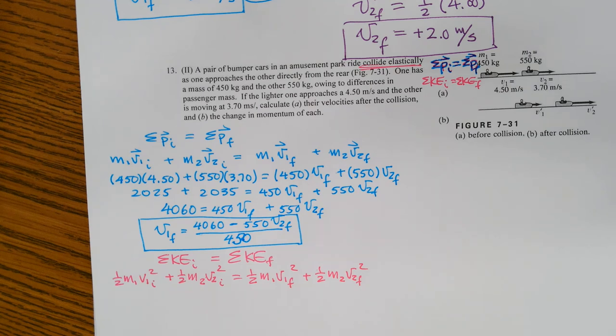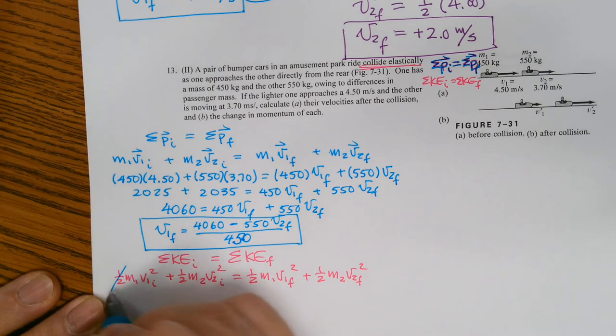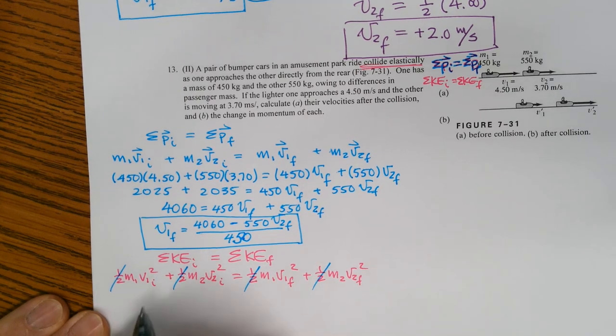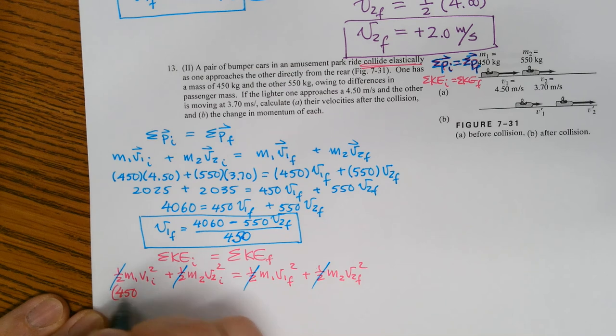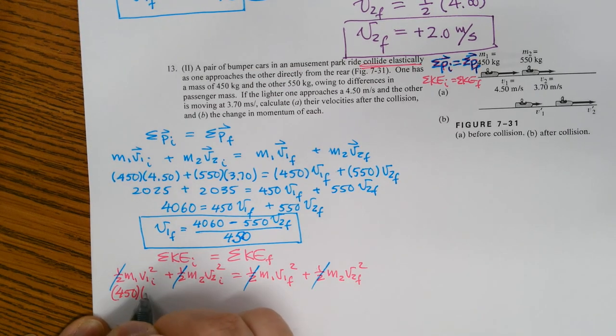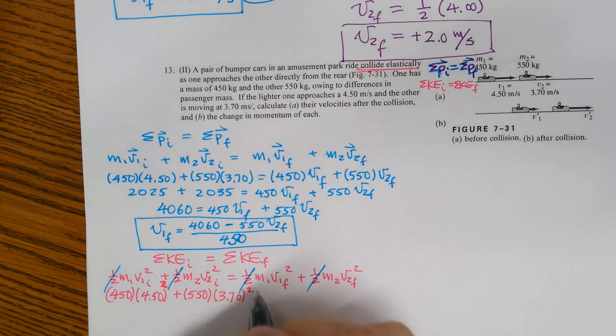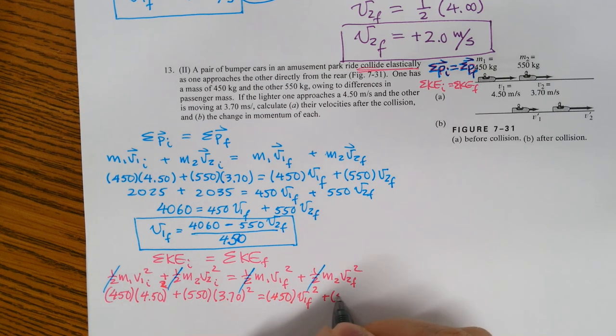Holy shnikes. It's going to be messy. So I'm going to cancel out the 1/2 because there's a 1/2 in every term. And I'm going to plug in some values. So here, M1 is 450 times V1 initial squared, which is 4.5 squared, plus 550 times 3.70 squared is equal to M1, which is 450 again, times V1 final squared plus 550 times V2 final squared.